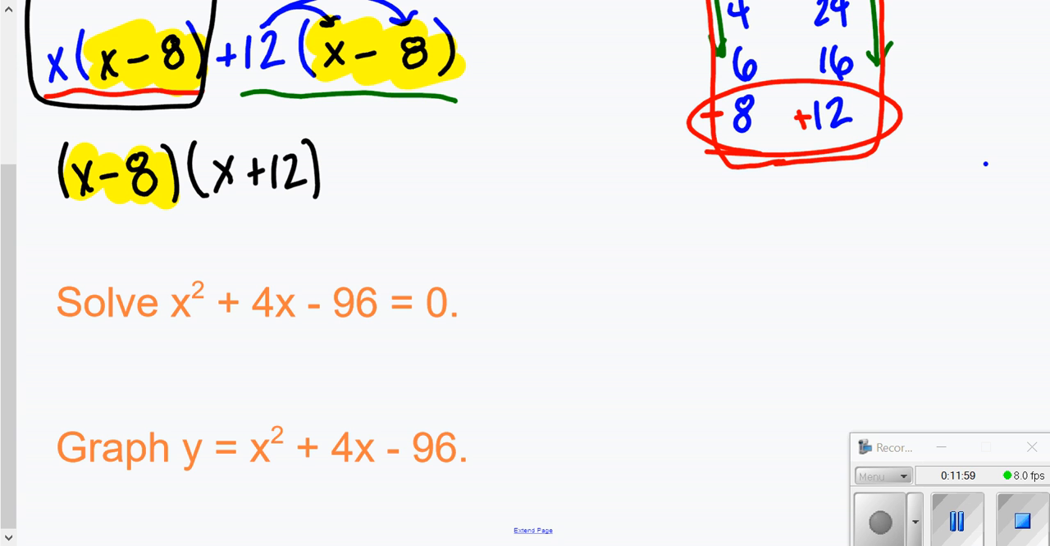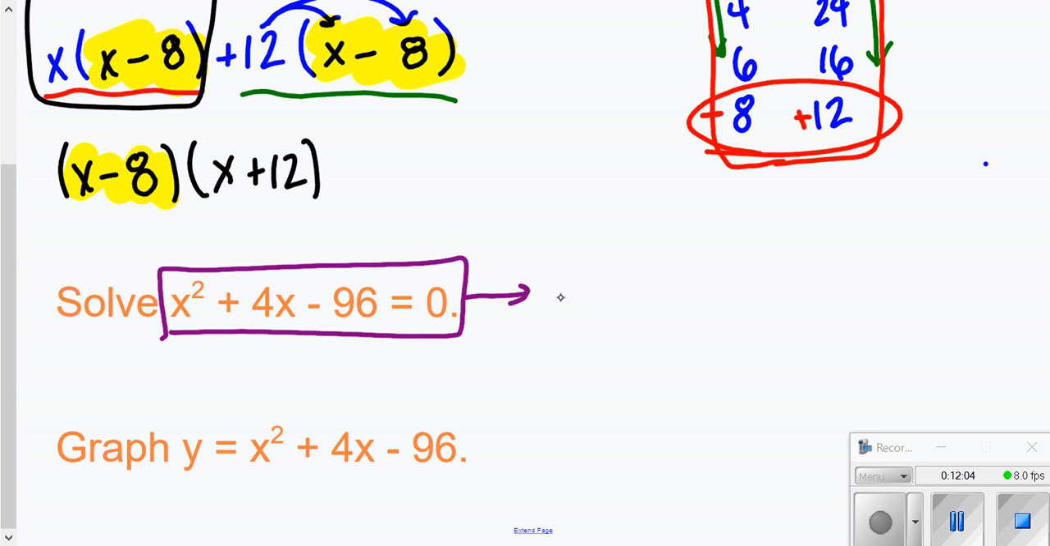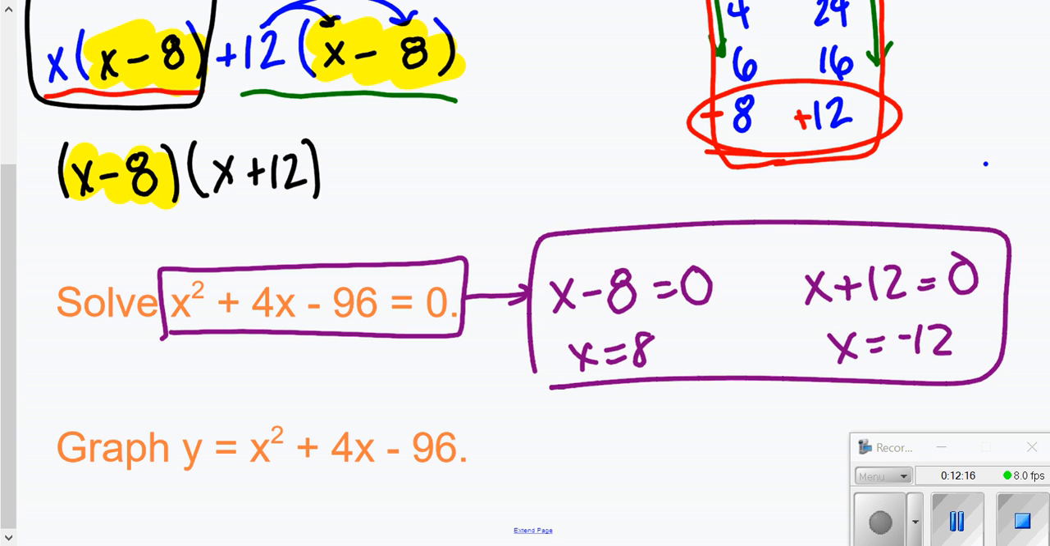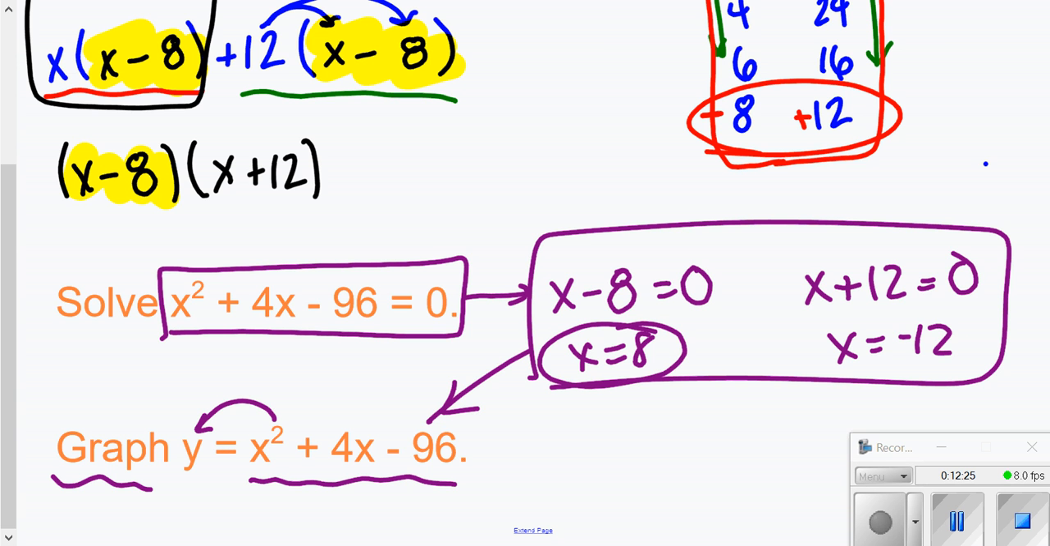Now, given what we just did, if this was the problem that you have, you know that what you would do is set each factor equal to 0. And that would give you x equals 8 and x equals negative 12. And this result would tell me, if I were looking at a graph, like if I had this polynomial or this quadratic equal to 0, these two locations are my x-intercepts. Okay, that's going to come up in this unit. I just wanted to preview that for you.